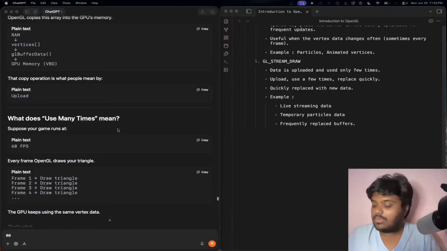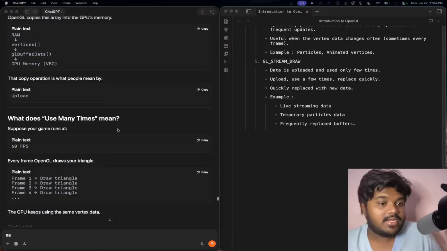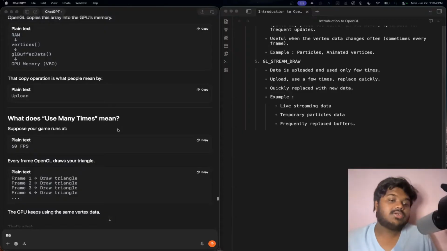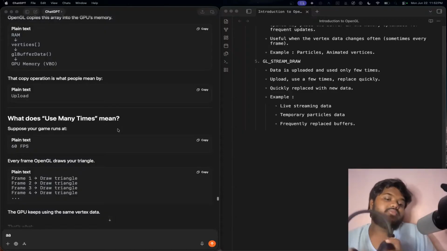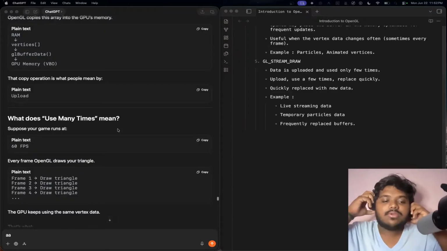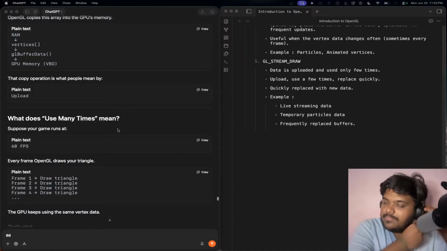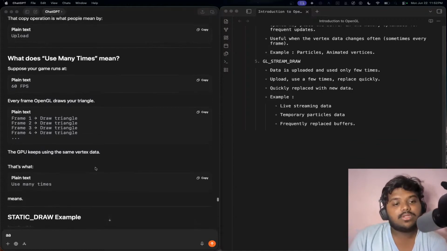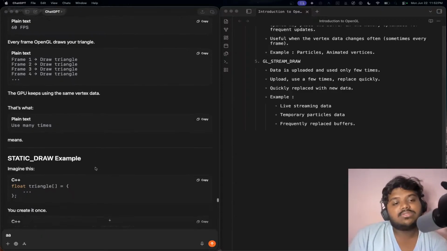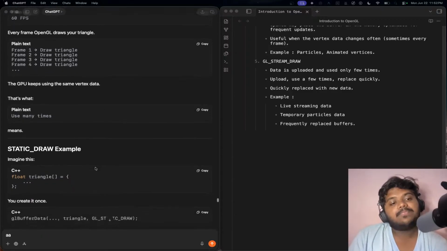Every frame draws your triangle. Like one frame, two frame, three frame: draw triangle, draw triangle, draw triangle. The GPU keeps using the same vector data. So that means the GPU is using the same vector data. That is what use many times means.